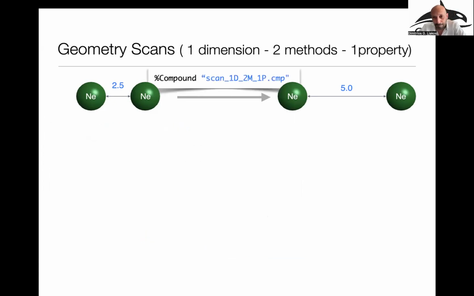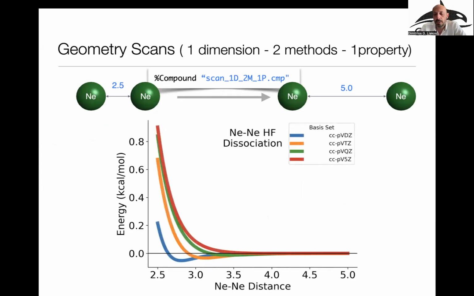Now, since we can do one dimension and one method, obviously in compound, we can do two methods, or more than one method, if we want to compare. So this is what we did here. We have another script also available. The only thing one has to give is the geometry. And then here, as a different method, we just choose different basis sets. So we can see the potential using the different basis sets.